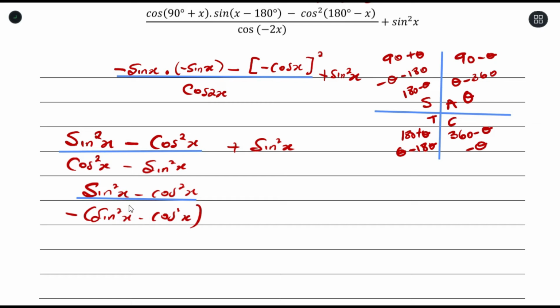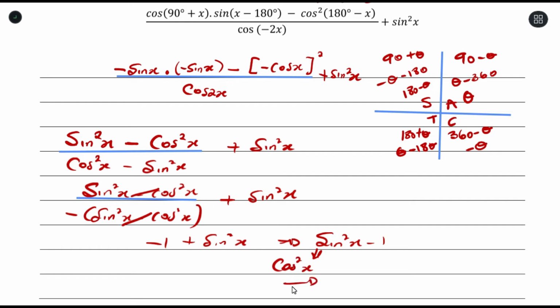Bringing out a negative makes the numerator and the denominator the same. You have sine squared x minus cos squared x over sine squared x minus cos squared x. Now this is plus, so in that case this whole thing will cancel that whole thing. So you're just left with negative 1 plus sine squared x, right? Which, as you know, is the same thing as saying sine squared x minus 1. And that's also an identity, and this identity gives you cos squared x. And that's the simplification of this expression.